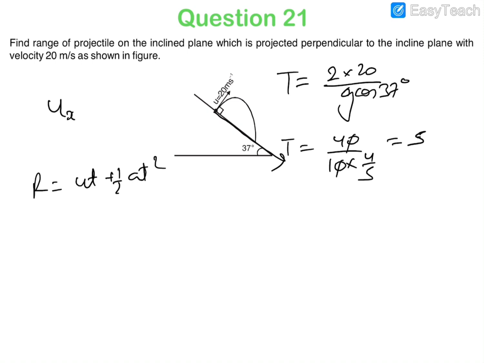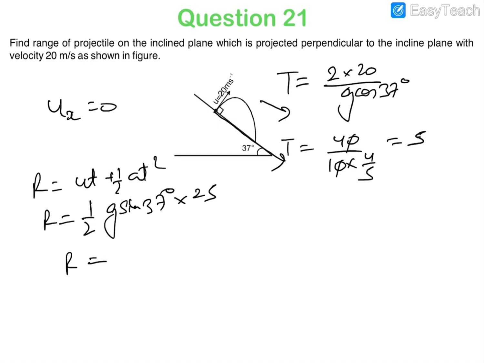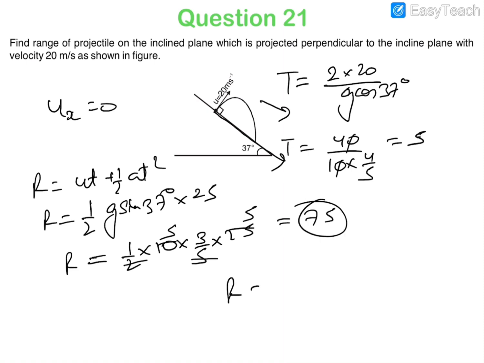and u along the incline is 0, so range will be half g. Now g along the incline is g sine 37, and t square is 25. So range will be equal to 1 by 2, g is 10, sine 37 is 3 by 5, and this is 25. So this is 5 and this is 5, so this is 75. The value of range will be 75.